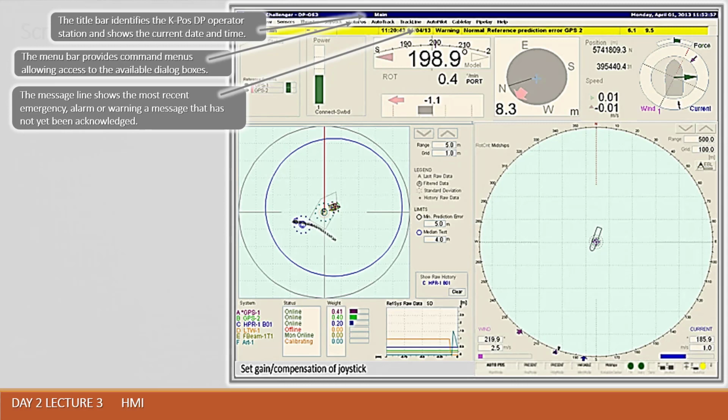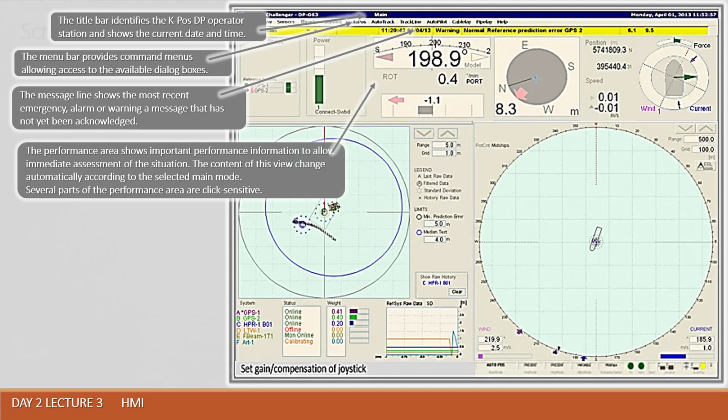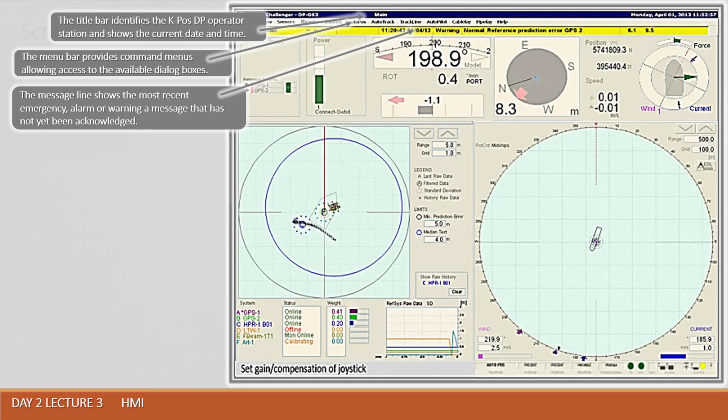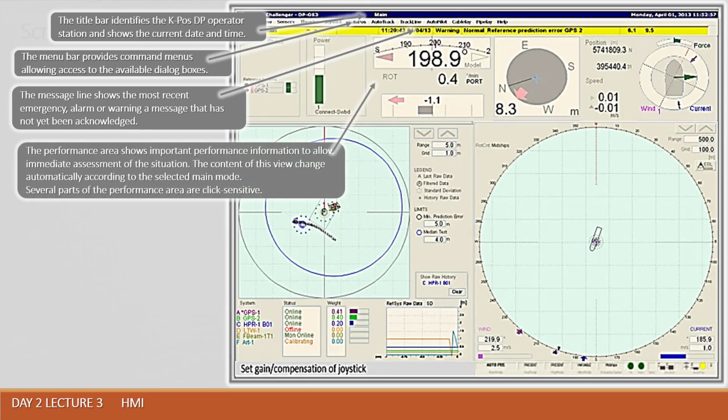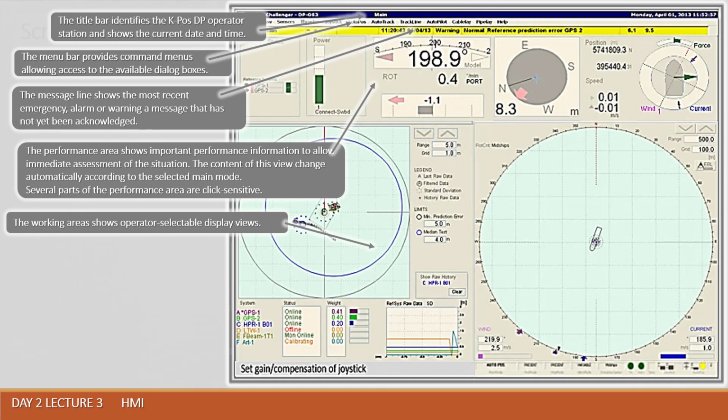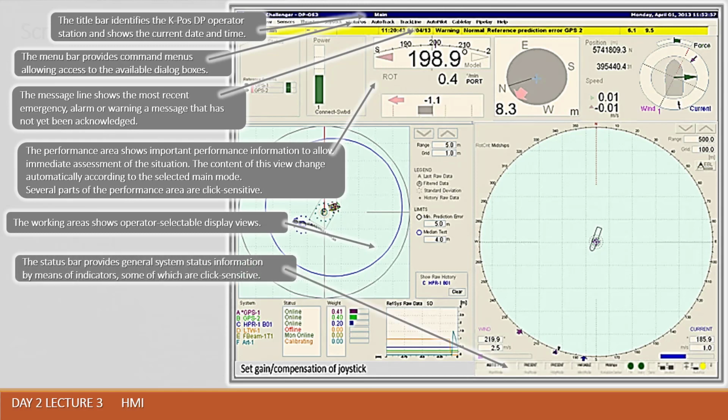The performance area shows important performance information to allow immediate assessment of the situation. The content of this view changes automatically according to the selected main mode. Several parts of the performance area are click sensitive. The working areas show operator selectable display views. The status bar provides general system status information by means of indicators, some of which are click sensitive. The status line displays general help messages and advice for the operator.